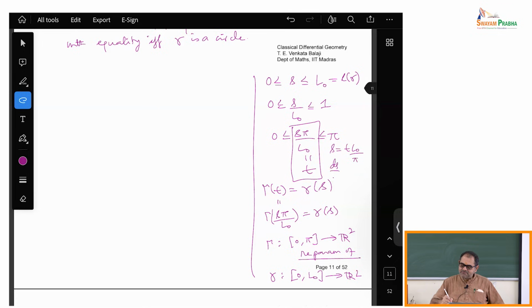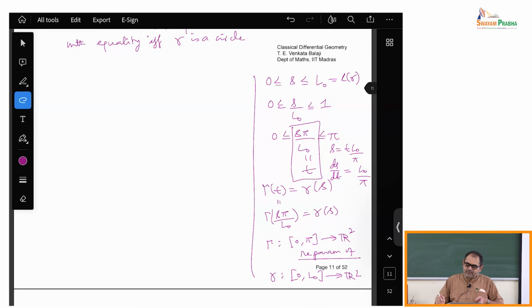Therefore ds by dt is L naught by pi, and this is of course a constant. Mind you, L naught and pi are both not 0. Therefore ds by dt is a constant and it's never 0. So it's a regular parametrization.